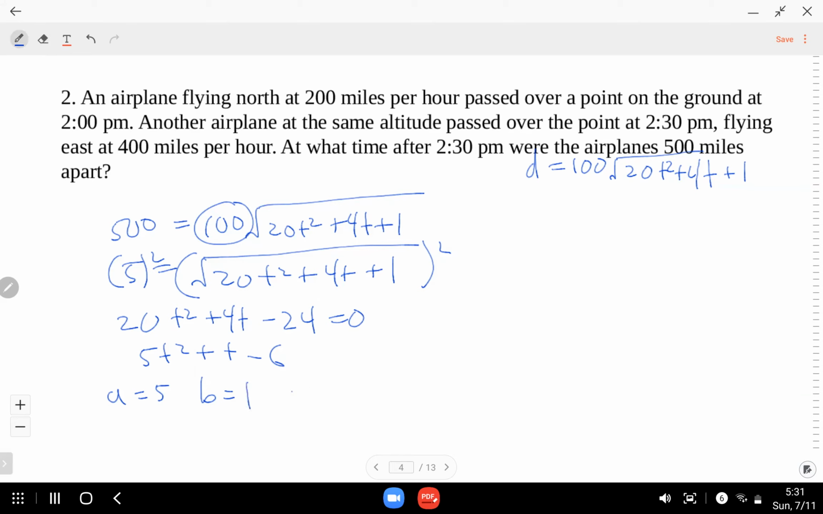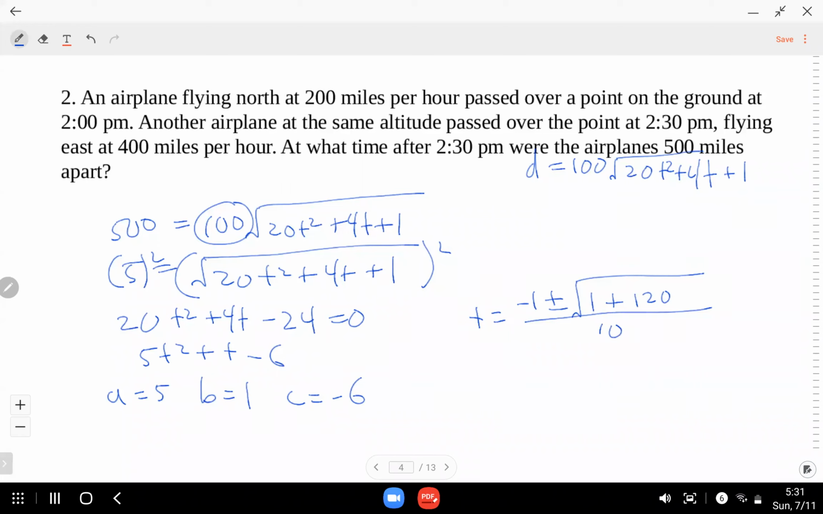b is 1, c equals negative 6. All right, we're ready. So t should equal negative 1 plus or minus the square root of 1 plus 120, over 10.